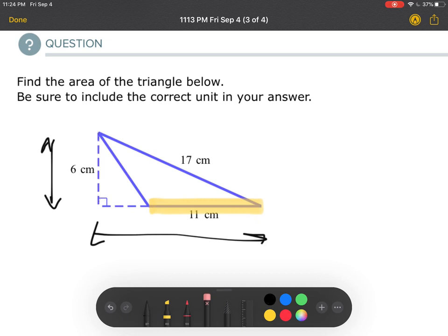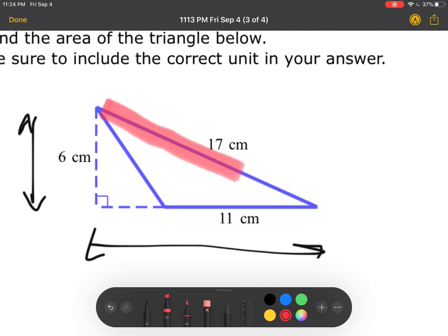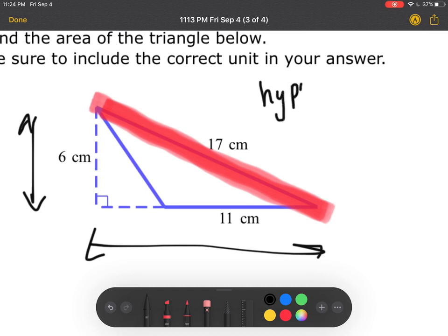With that, I want you guys to also know that this little guy over here, hold on, let me erase this one. This guy right here, this slanty line, is never going to be used for this question. Never, ever, ever. This is your hypotenuse. You don't really need to know what this is called, but this is called your hypotenuse. And you do not use that. That is not the base or the height.